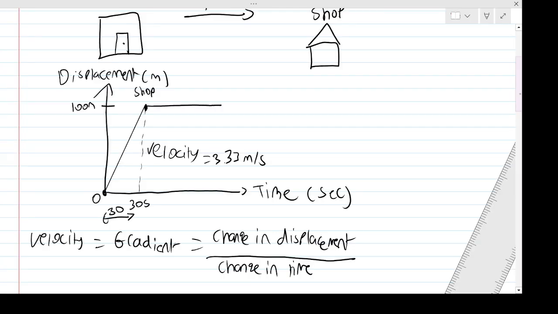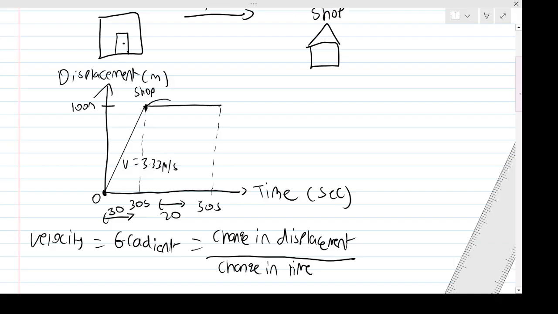So let's say that's 20 seconds. So from 30 seconds to 50 seconds, that'd be 20 seconds. Now let me get rid of this. So I'm going to say that velocity, let me write it here, v for velocity is 3.33 meters per second.